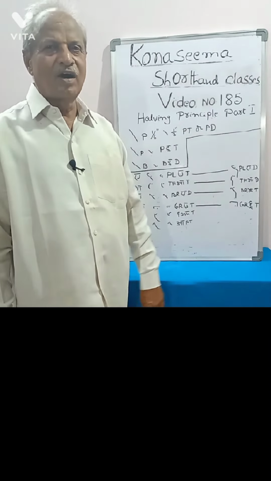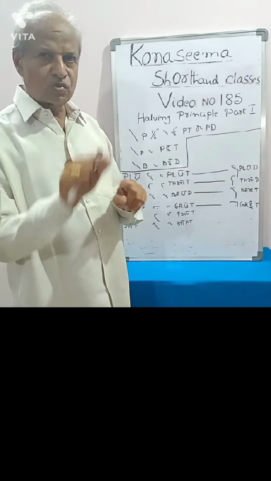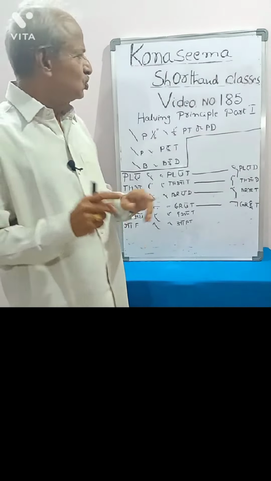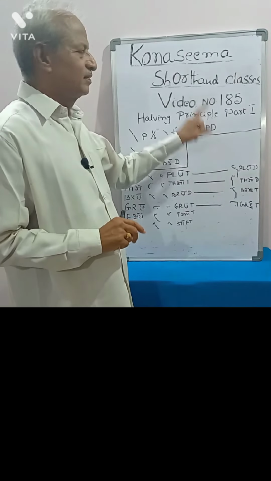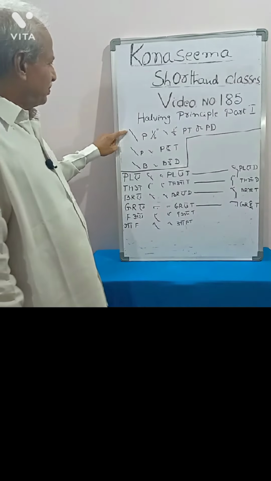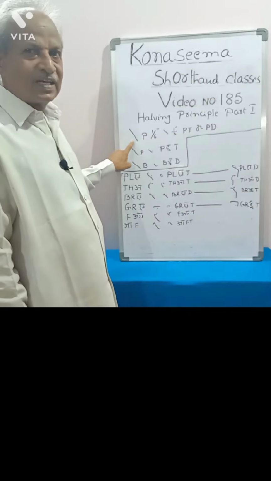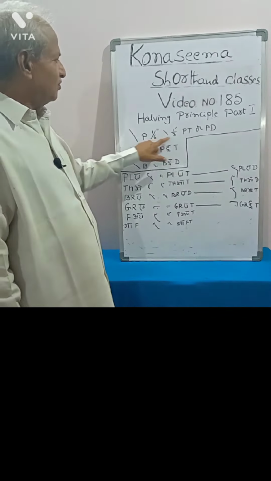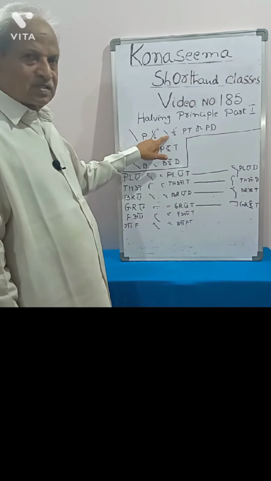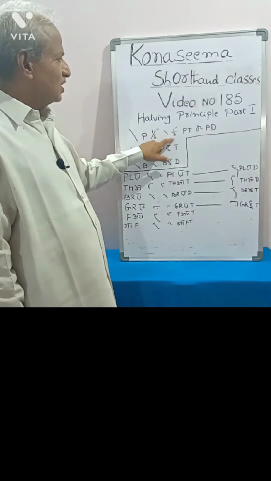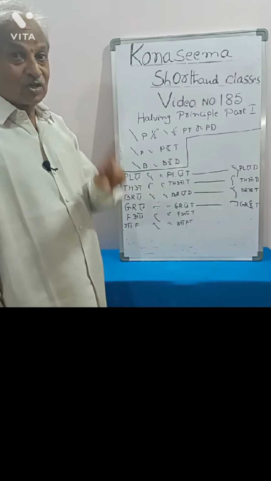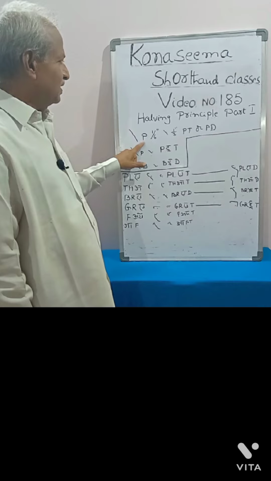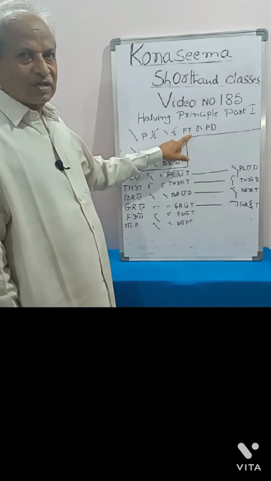What is the meaning of halving principle? Halving a stroke in length indicates the additional sound of T or D. Here you see P is there. What is the length of this stroke? 1/6 of an inch. If we make half of this stroke like this, that is 1/3 of the inch, it sounds PT. Here T is coming in addition.